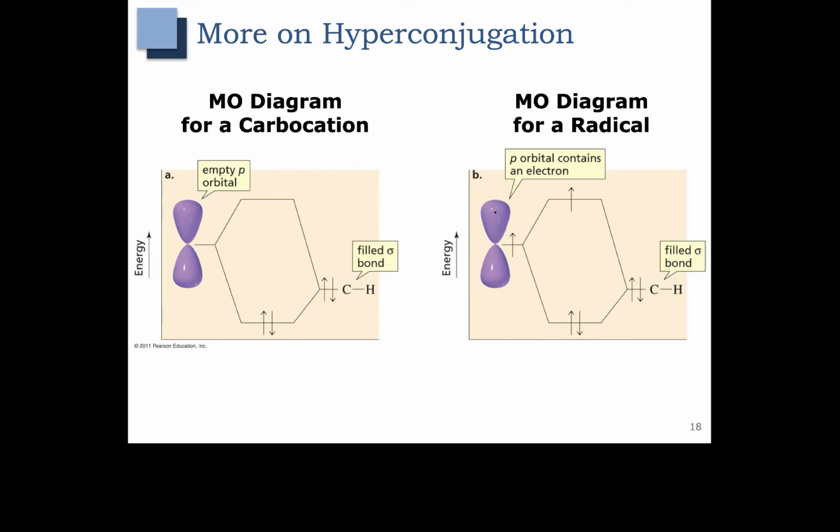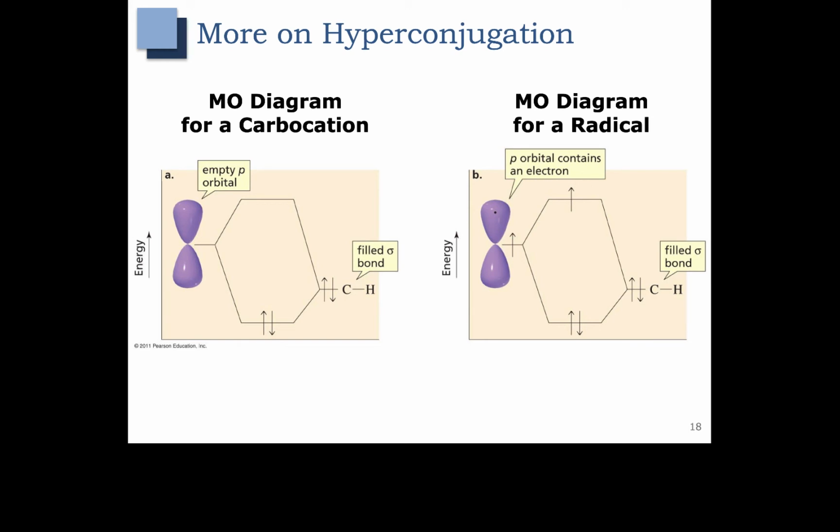Let's remember the MO diagram for a carbocation has an empty p orbital here, and a nearby carbon-hydrogen bond can help donate in to stabilize that empty p orbital. Well, with a free radical, you've got one electron already in that p orbital. So when the nearby carbon-hydrogen bond donates in, we are actually putting an electron into an anti-bonding molecular orbital.